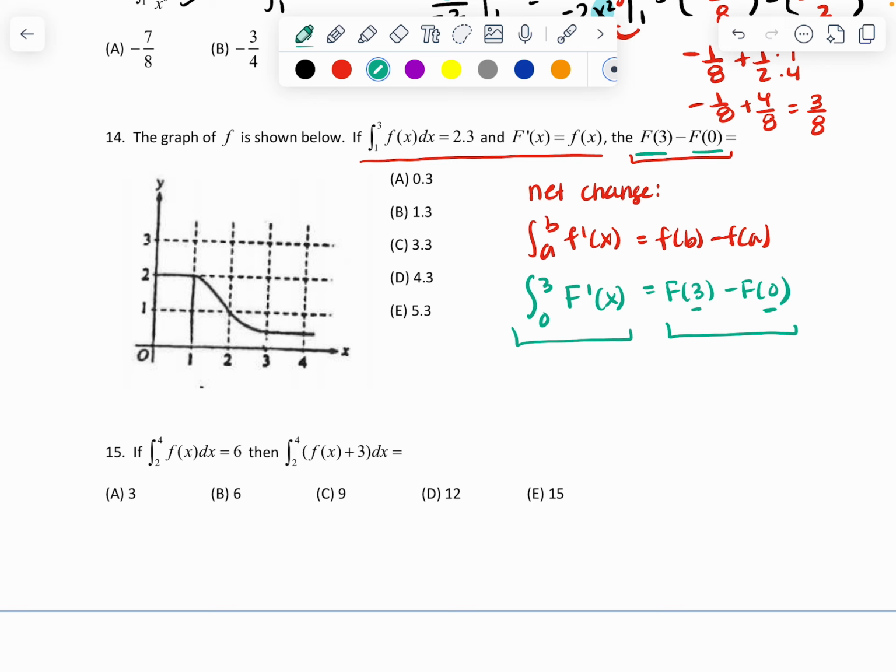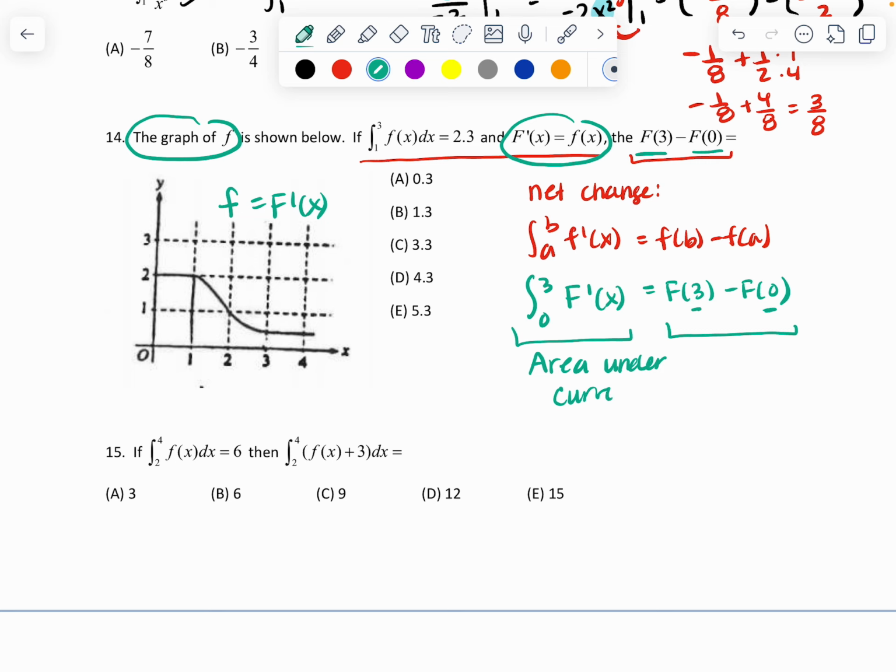Now, I don't know how to integrate that, but I do have a graph. So here's where I'm going to use the information they gave me. They said this is a graph of f. But then they said here that f and big F prime are exactly the same thing. So this is also a graph of big F prime, which is really useful because then this just means area under the curve.